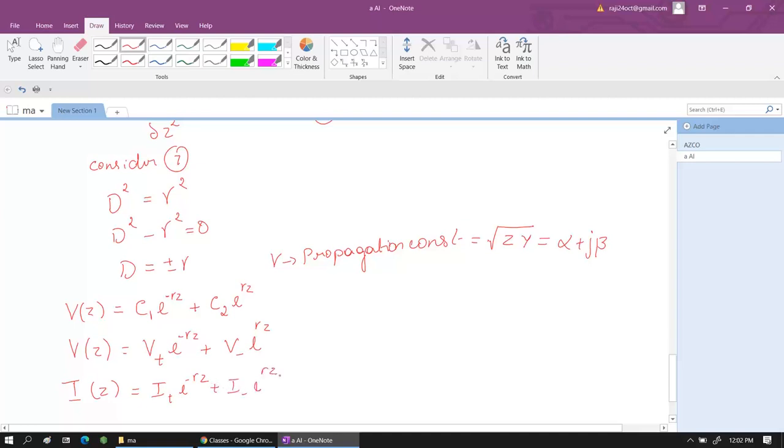Why this equation? Why it is I plus and I minus, and why it is V plus and V minus, we'll say it later.